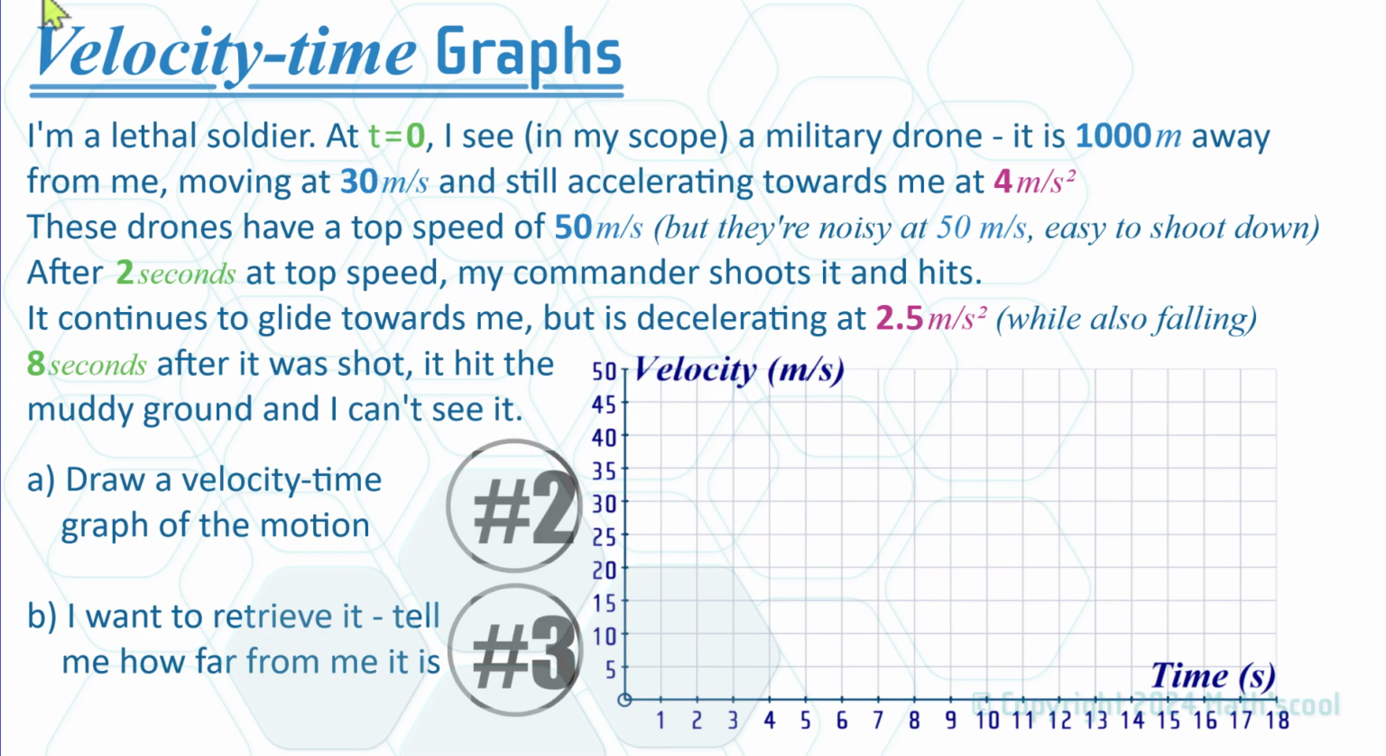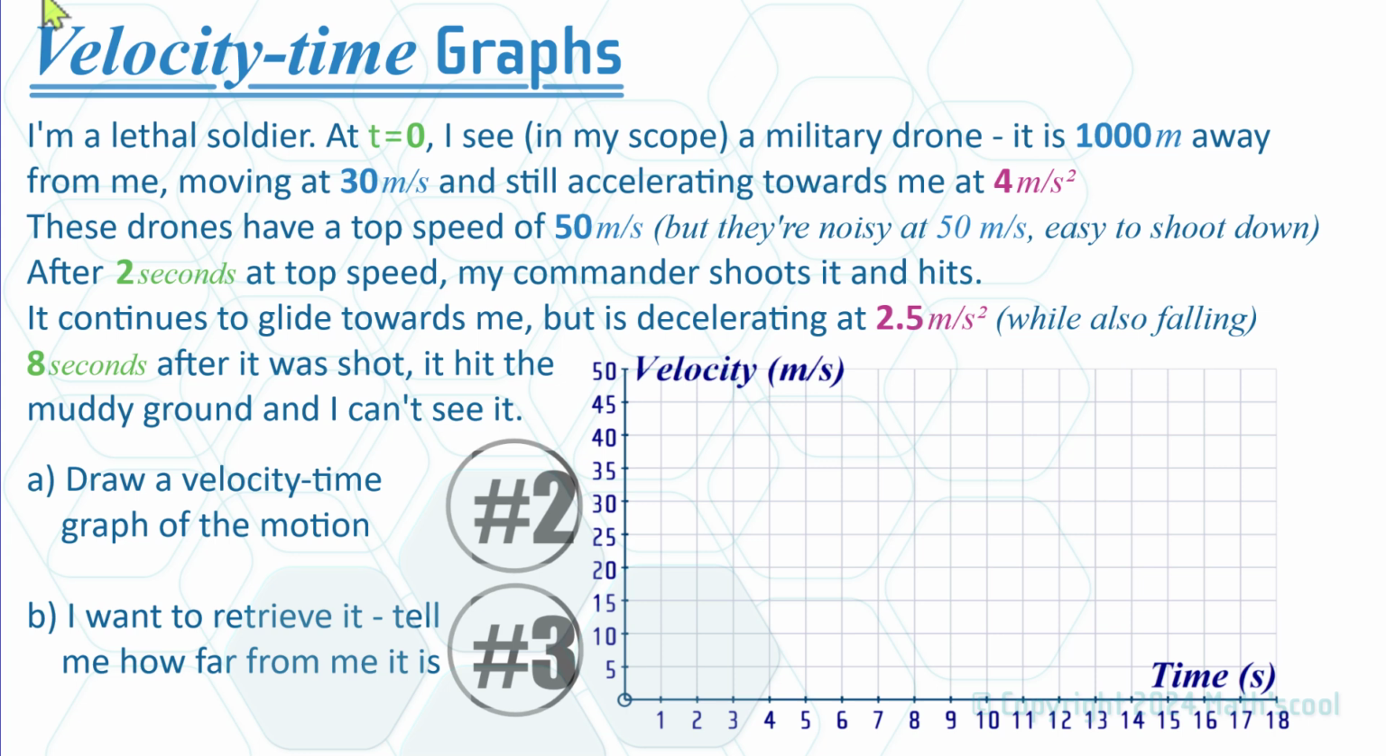I'm a lethal soldier. So this is your question 2 and question 3. At Tiers Nord, I see in my scope a military drone. It's 1,000 meters away from me, moving at 30 meters per second towards me, and still accelerating. And its acceleration is 4 meters per second squared.